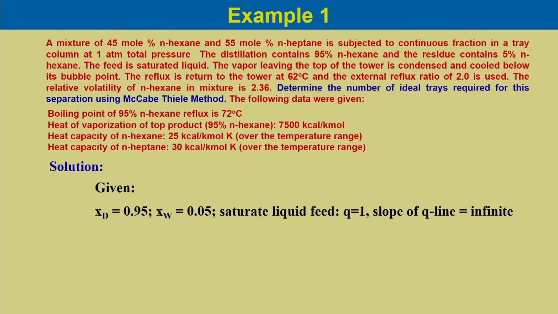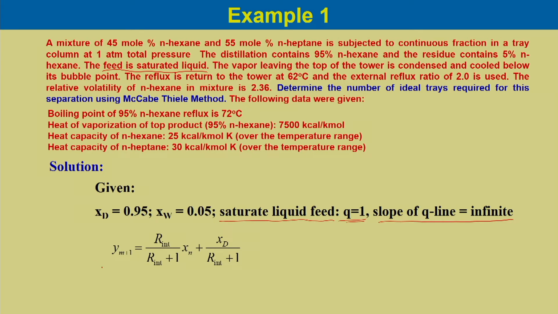Now, the other data which are given: the top product is 95% N-hexane, the distillate, which is 0.95, xd, and xw, the bottom product having the hexane, is 0.05, and the feed is saturated liquid. So, when it is saturated liquid, q is 1 and the slope of the q line will be infinite. So, it would be a vertical line.